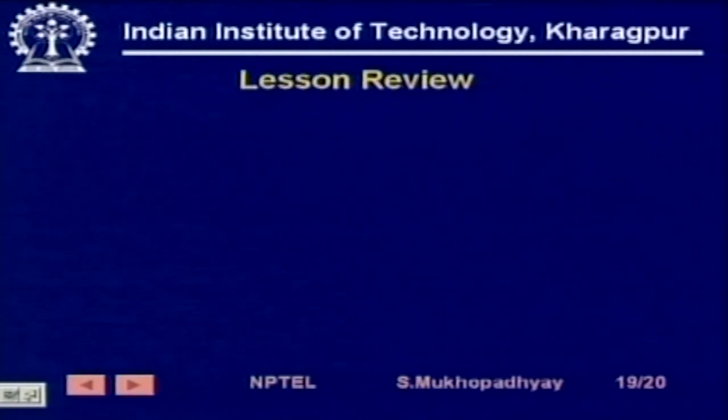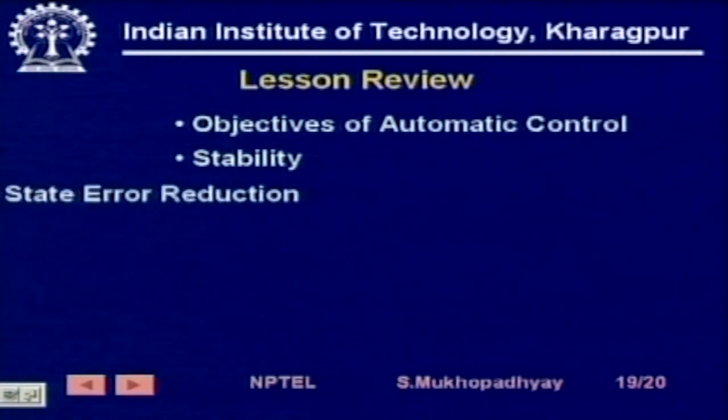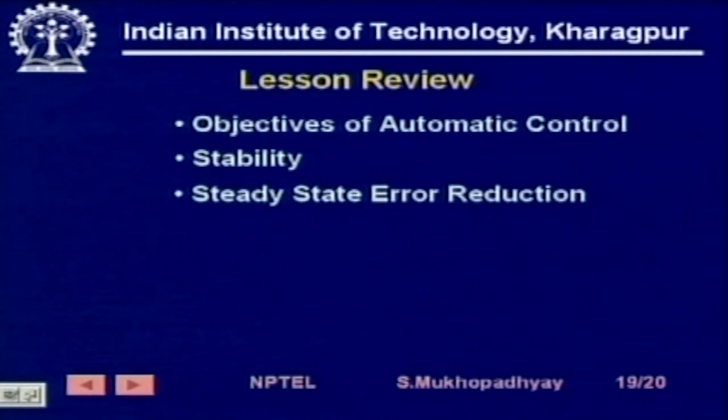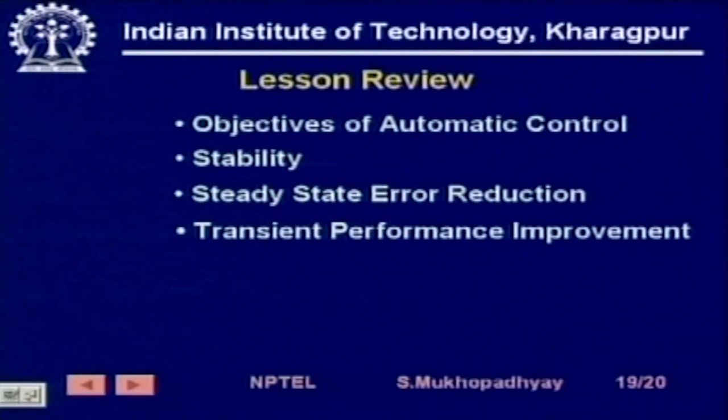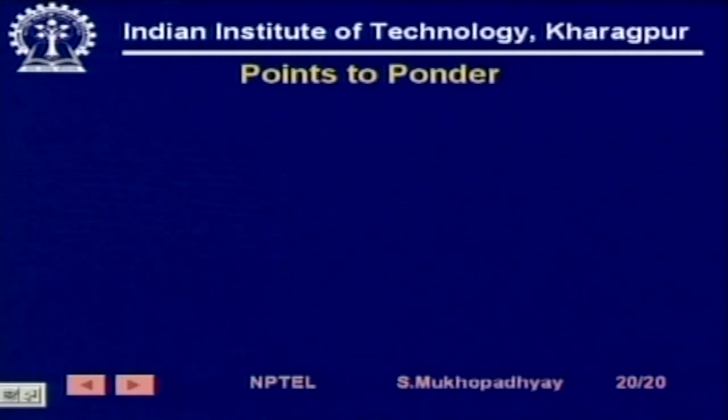So we have come to the end of the lesson, and let's review quickly. We looked at the objectives of automatic control: maintain stability, follow set point, reject disturbance. We looked at stability and found the causes of instability in a process loop. We looked at steady state error and the ways of reducing it. And we also looked at the ways of improving transient performance, keeping the steady state error at 0. We saw that PID control is a simple and effective way of doing that. And eventually we saw that PID control can also do some amount of very common disturbance rejection. So that is the end of the lesson.